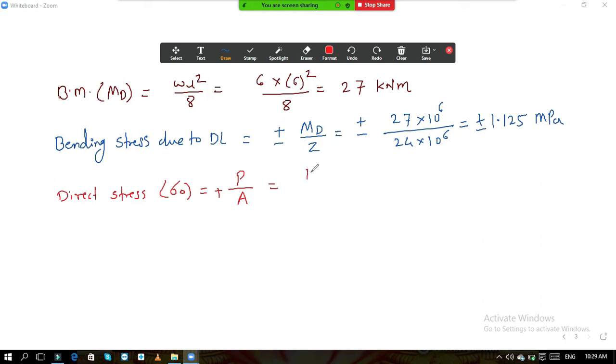Okay, so it is P by A, and compressive stress, so it is always plus, which is equal to, your value of P is 1200 into 10 to the power 3 divided by your area 240 into 10 raised to 3. So the answer is plus 5 megapascal. Okay. Now we will calculate the stress at top.